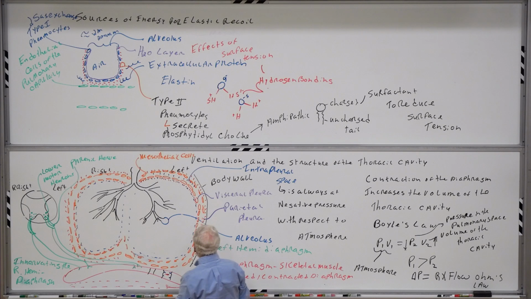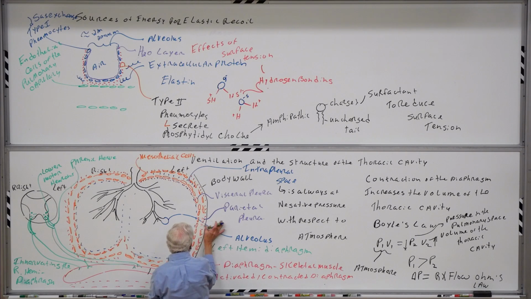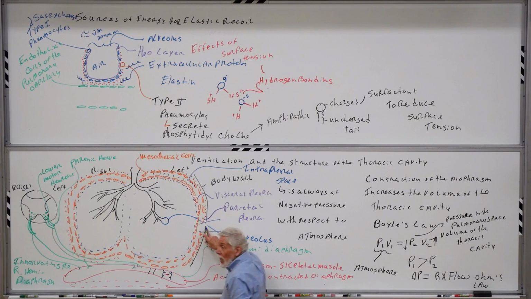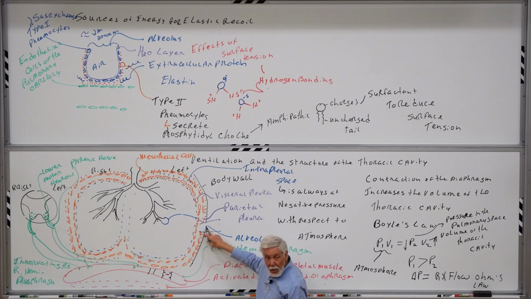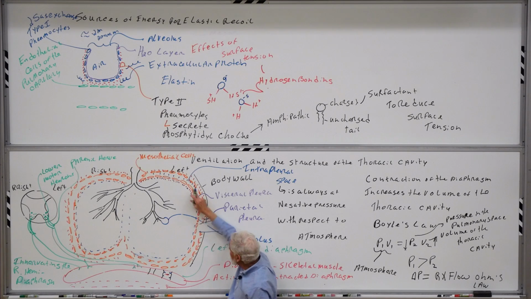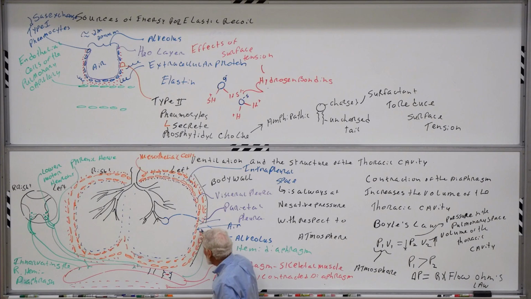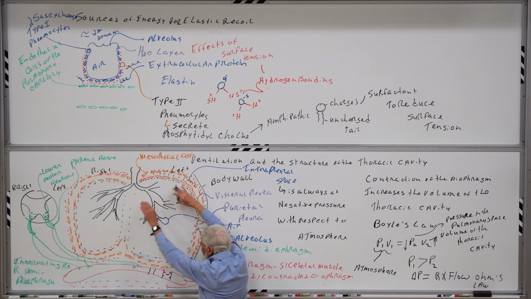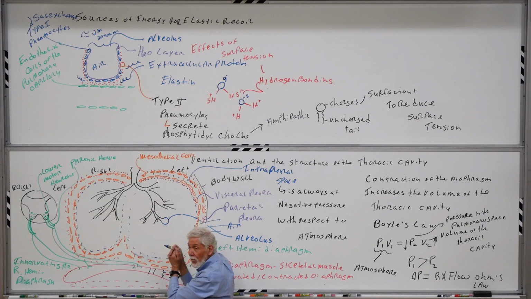Now, let's imagine that we break this thing open. Could be a knife wound, it could be a car accident. Some way or another, we break open this intrapleural space to the outside world. It was at negative pressure. What's the air going to do? It's going to come in. That's going to collapse the lung. Because of the elastic nature of the lung, it's going to collapse on itself.